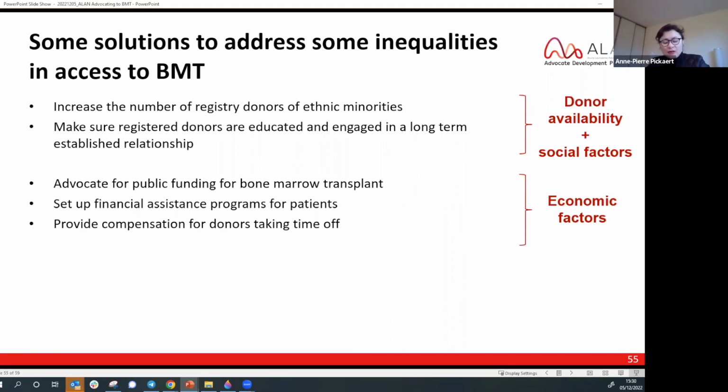But we have situations also in Europe where some patient organizations would organize money collection for patients on their journey, so that they can afford not only the treatment, but also the fact that you have to stop working, obviously. And then you also have other costs associated with it.